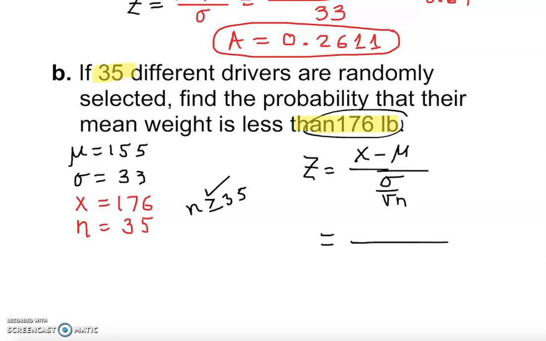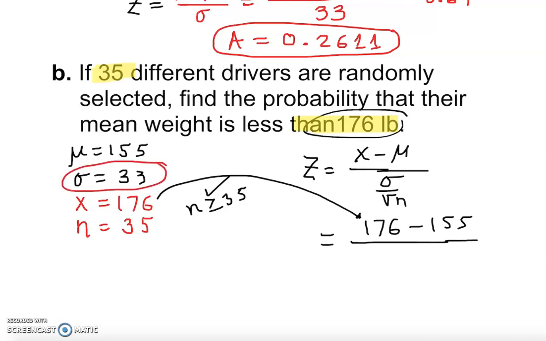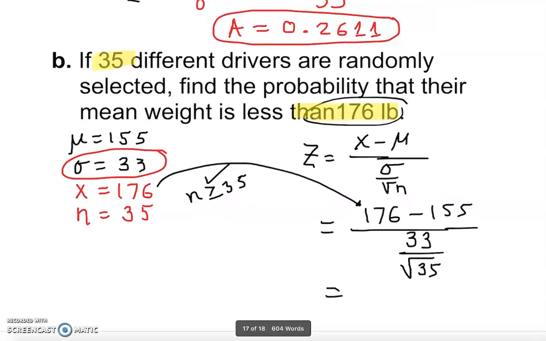So x is 176 minus 155 over, n is 30, sorry, not n, standard deviation 30. Let me check it out. What is the standard deviation? Oh yeah, there you go. Standard deviation is 33. So over 33 divided by square root of n, which is 35. Okay, so we have to be very careful the way we type in the calculator.